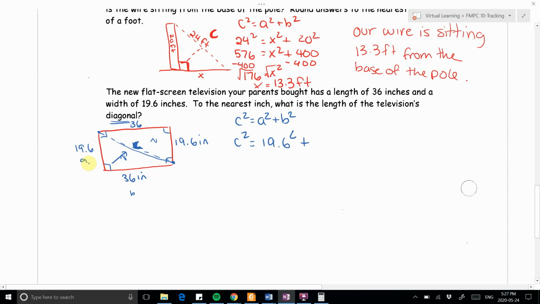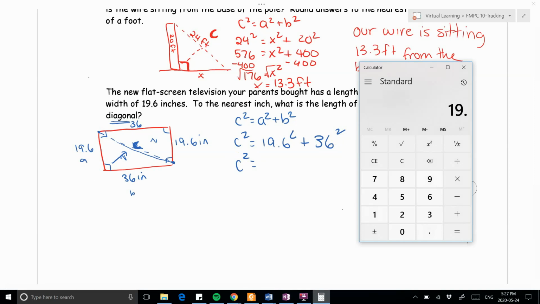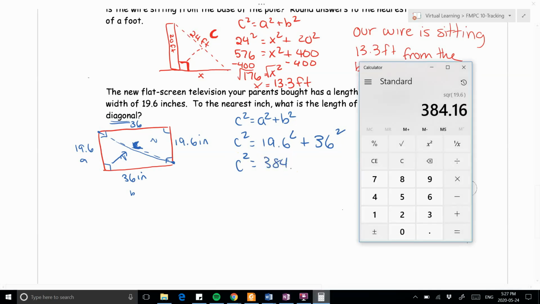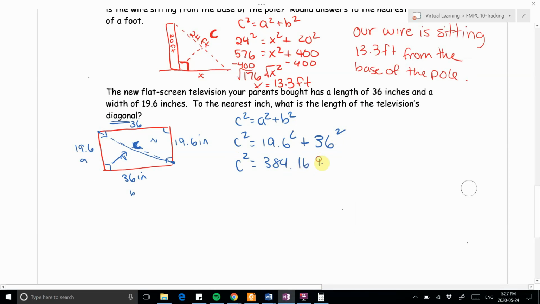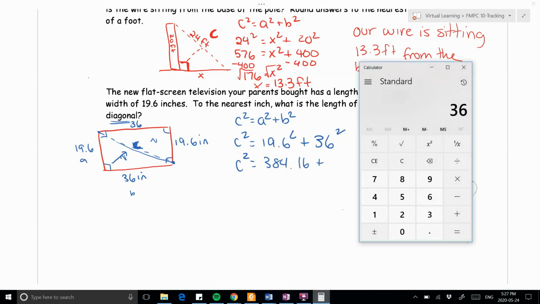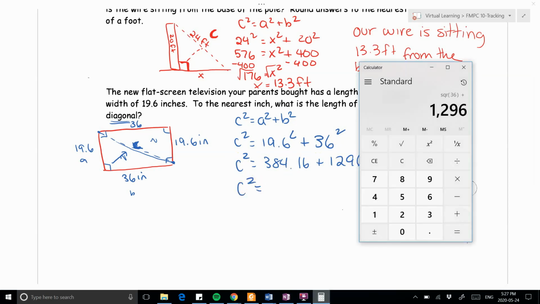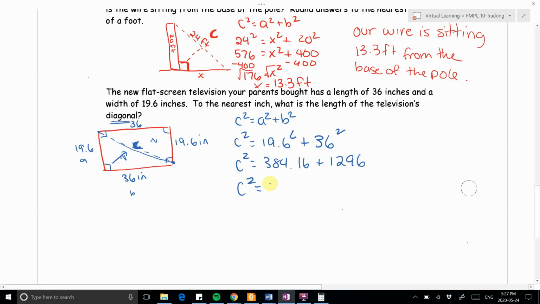And so I'm going to sub that 19.6 and that 36 in. So 19.6 squared is 384.16. 36 squared is 1,296. So we've got to add those together. So 1,296 plus 384.16 is 1,680.16. Am I done? Does that make sense?